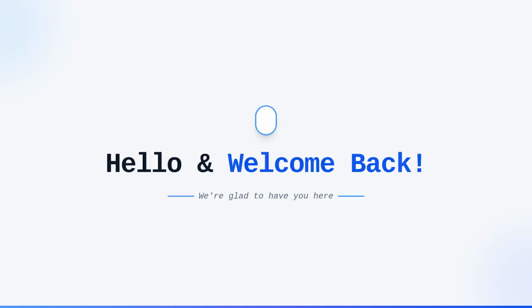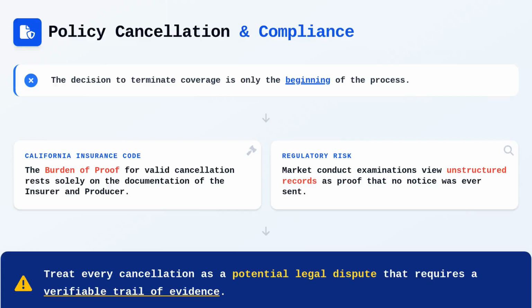Hello, and welcome back. When a policy is canceled, the transaction does not end with the decision to terminate coverage. From a regulatory perspective, the execution of that decision requires a rigorous adherence to record-keeping mandates. Under the California Insurance Code, the burden of proving that a policy cancellation was valid rests heavily on the documentation maintained by the insurer and the producer.